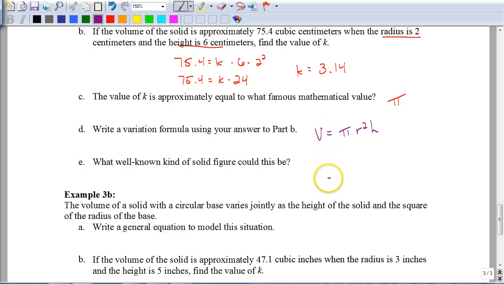And what solid figure would this be? Can you think of it? Nope, it's not a sphere. It's not a circle. It is a cylinder. Because we would take the pi times the radius squared, that gives you the area of the base for a cylinder, times the height would give you the volume.